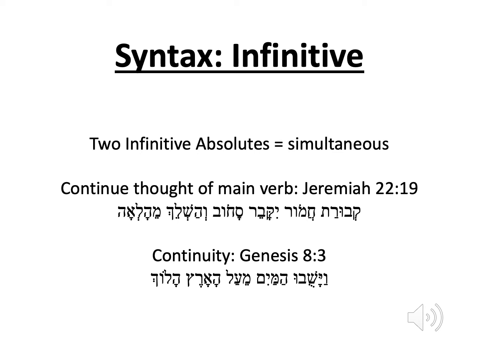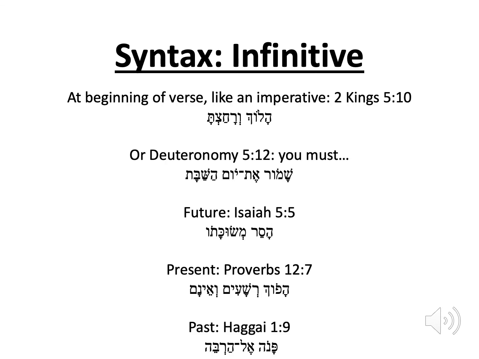But when we put the two of them together, we understand that what it means is they receded, they went, using two verbs to accomplish the work of one. In some instances, the infinitive absolute can be used just like a verb, but without the presence of another verb.